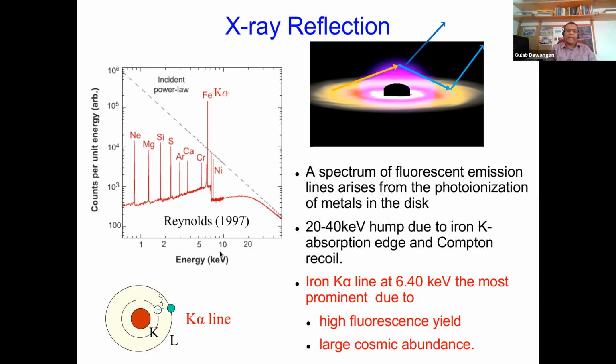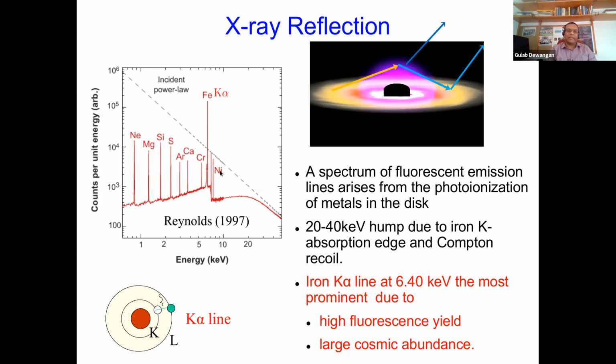In such a case, when an X-ray photon is interacting with, let's say, an iron atom, then most of the time the K shell electron will be removed due to photoionization, and there will be a vacancy. Then an L shell electron will jump, and this will produce a characteristic line emission, which we call the K alpha line emission, in this case the iron K alpha line emission. Iron is one of the most abundant elements, and the fluorescence yield is also high. So we see that the iron K alpha line is the strongest line.